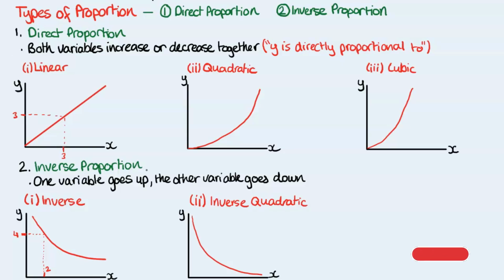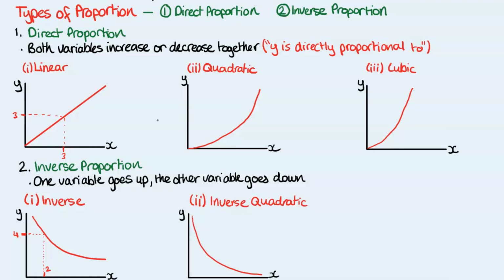Alright, so let's go over some terminology that you need to understand. What we need to appreciate is that there are two types of proportion. We've got direct proportion and then we've got inverse proportion. The first one is direct proportion, and this is when both variables increase or decrease together.